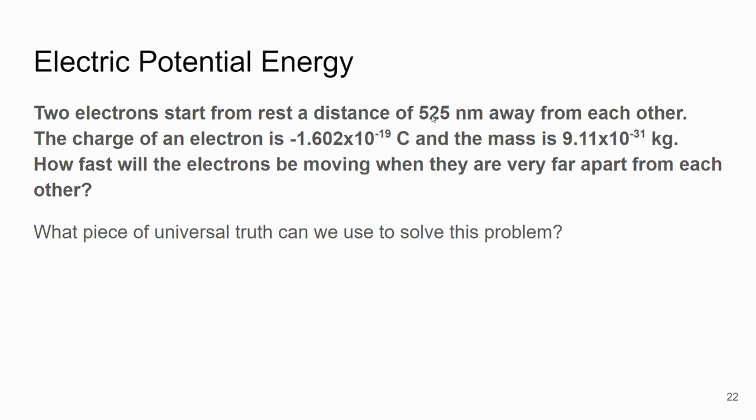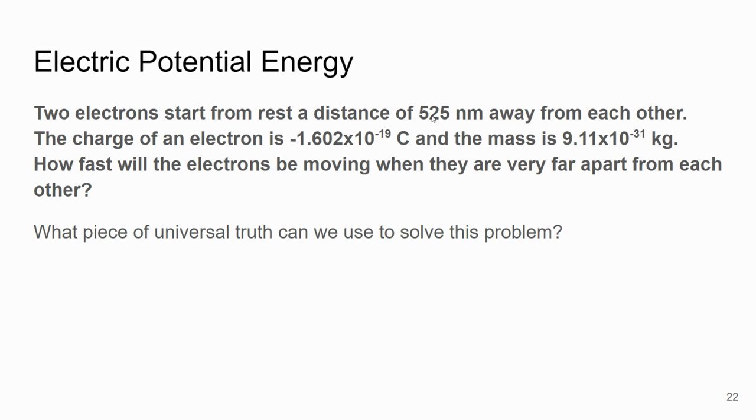So let's say that we had two electrons starting out at rest, a distance of 525 nanometers away from each other. So there's a metric prefix for you. The charge of one electron is that number. That's just the elementary charge. And the mass of an electron is 9.11 times 10 to the minus 31st kilograms. So how fast will these electrons be moving when they are very far apart from each other?